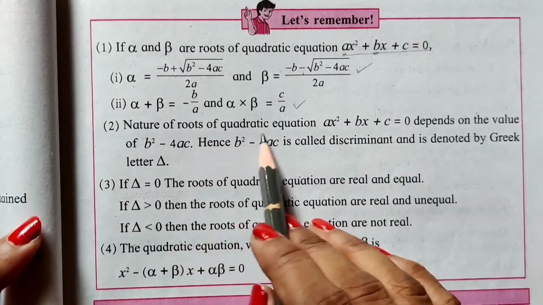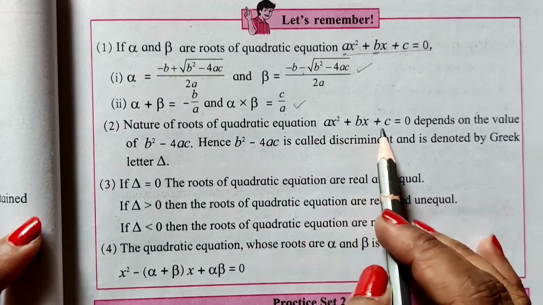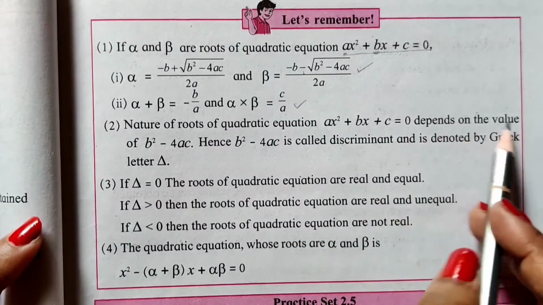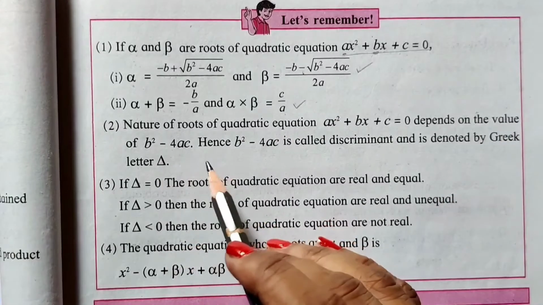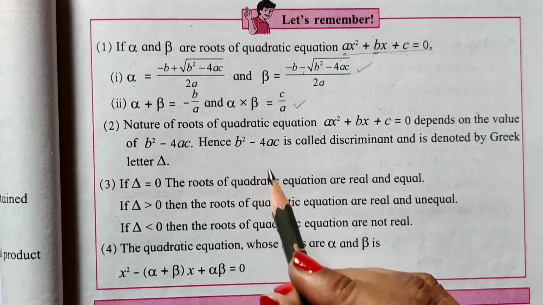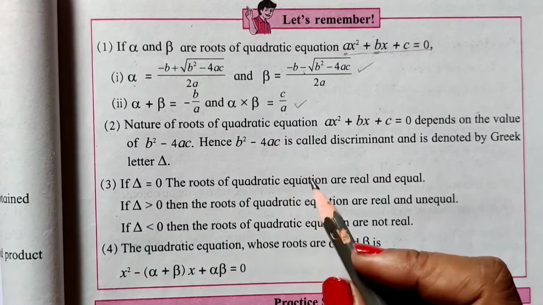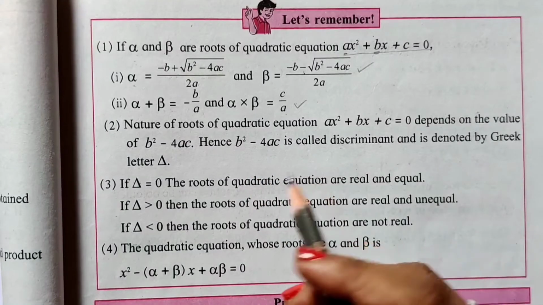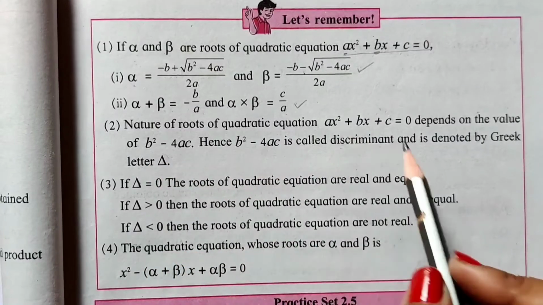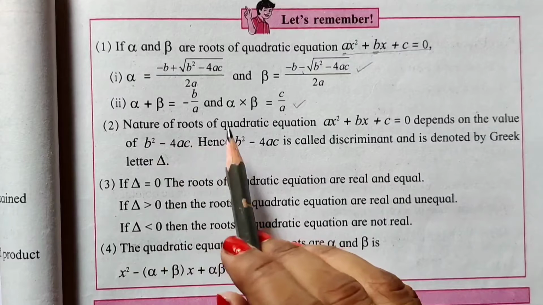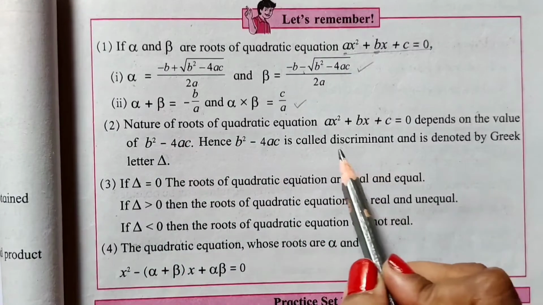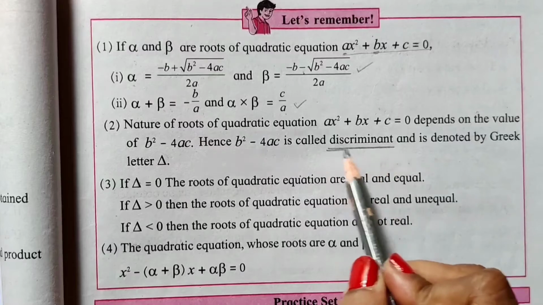The nature of the roots of the quadratic equation ax square plus bx plus c is equal to 0 depends on the value of b square minus 4ac. We all know how to find the value of b square minus 4ac. We have done it in practice set 2.4 while solving by the formula method. So the nature of roots depends on this value. Hence b square minus 4ac is called the discriminant.